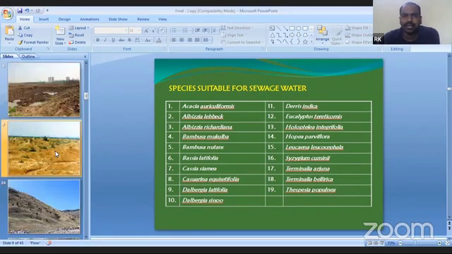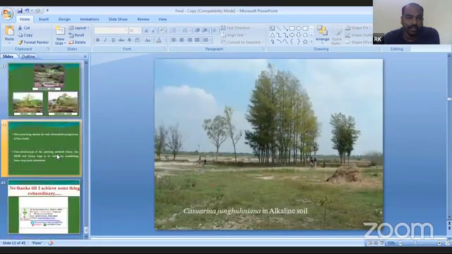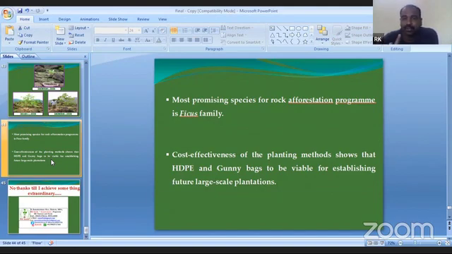Yes, I am already giving the result. Only two. The first one is polybag. Another one is coni bag. These two are cost effective and successful also. Why? We analyzed these five techniques on two things. First thing is the surviving of the plant. Second thing is the cost effectiveness.